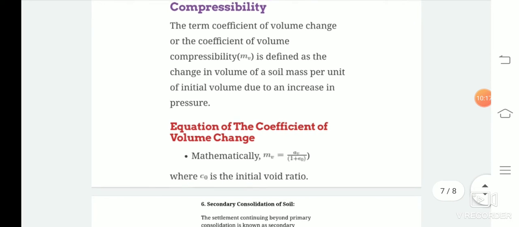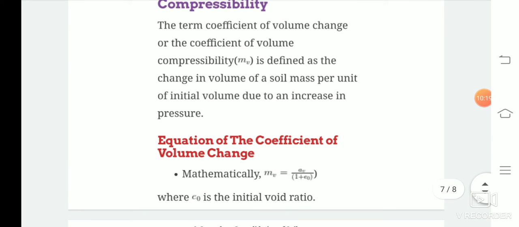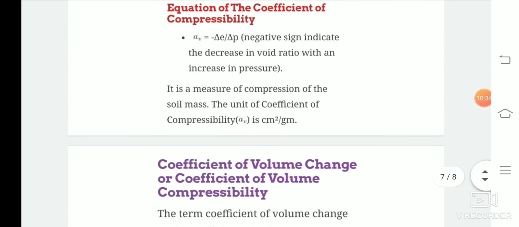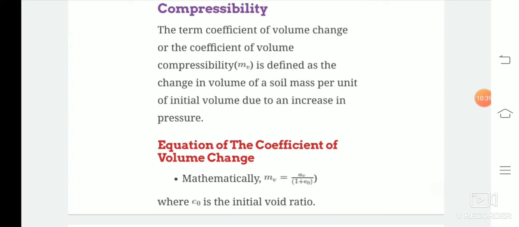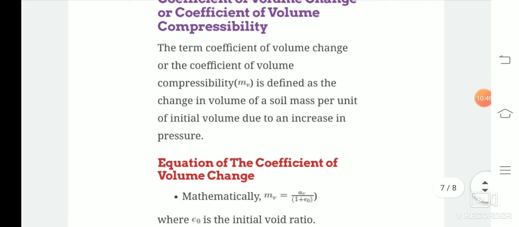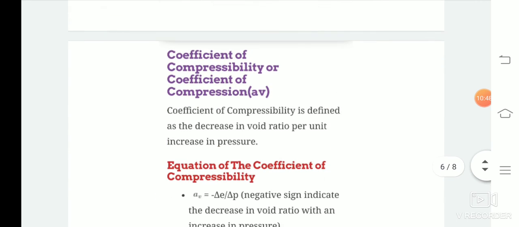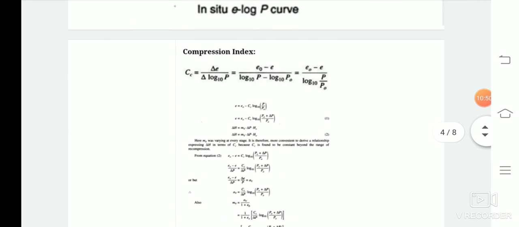From there we can find out the value of mv as mv equals minus delta E by delta P into 1 by delta P, that is, the rate of change of void ratio with increase in pressure. Hence we can easily substitute the value of av as we have got previously here. So we get that mv equals av divided by 1 plus e0, where e0 is the initial void ratio.